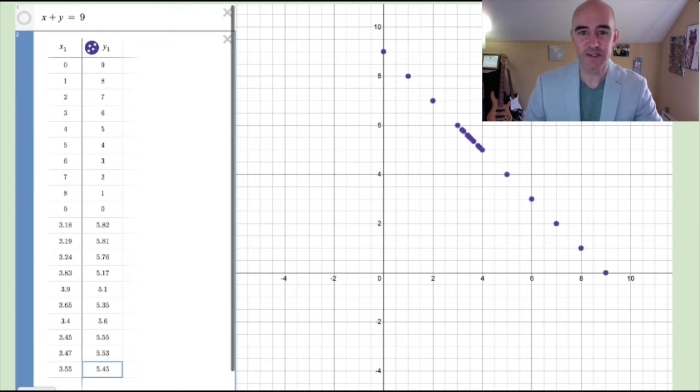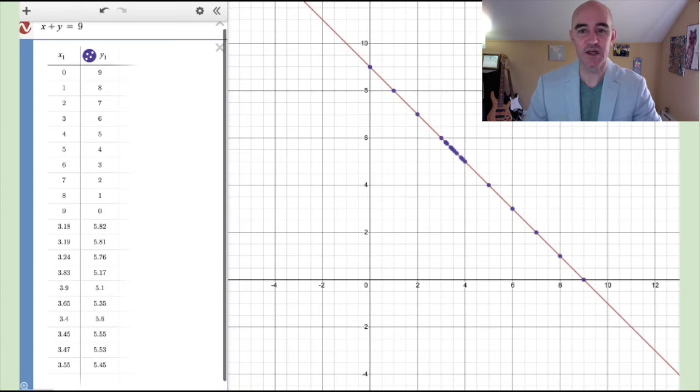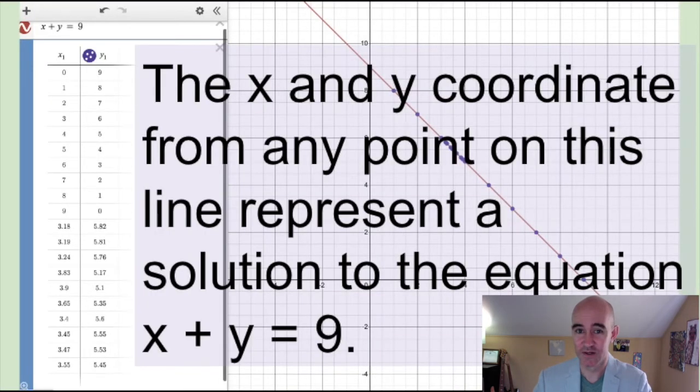The way that we represent that mathematically is by drawing a line. That line tells you that for any point on that line, the x and the y coordinate, when you add them together, are going to make the equation a true statement. That's really powerful because then we don't have to try to list all of the solutions anymore. We can just draw the graph and say that graph represents every single solution to this equation. If it's on the line, yes, it's a solution. If it's not on the line, no, it's not a solution.